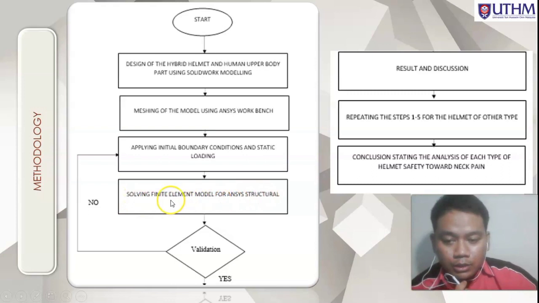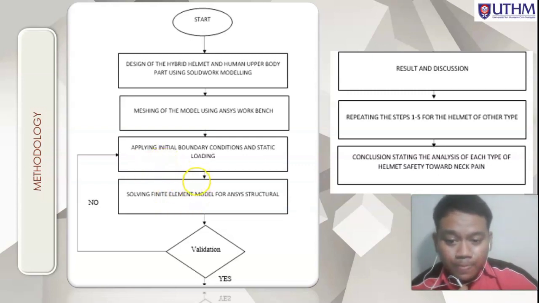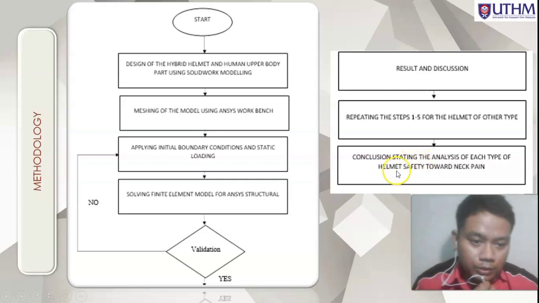For this, we selected the material for the neck and also for the helmet, and then validation. If no, we come back to applying the initial boundary condition and static loading, and then rebuild that step. And if yes, then result discussion, and then repeat steps 1 to 5 for the other helmet, and then conclusion, stating the analysis of each type of helmet's safety toward neck pain.